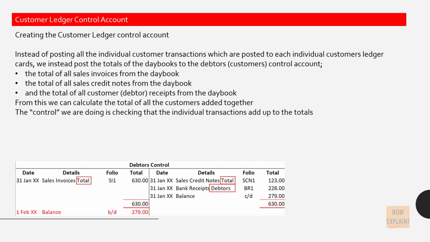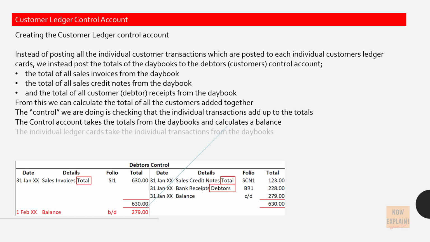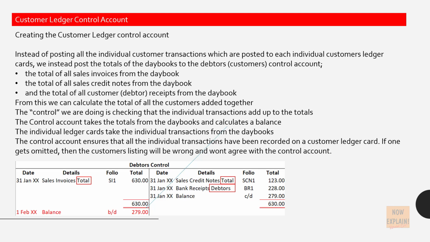The control we are doing is checking that the individual transactions add up to the totals. The control account takes the totals from the daybooks and calculates a balance. The individual ledger cards take the individual transactions from the daybooks. The control account ensures that all the individual transactions have been recorded on a customer ledger card. If one gets omitted, then the customer's listing will be wrong and won't agree with the control account.